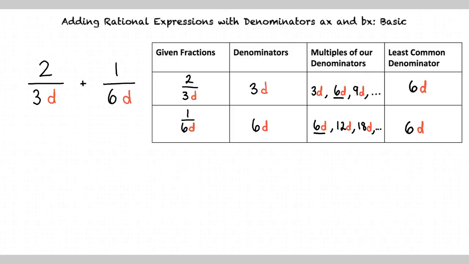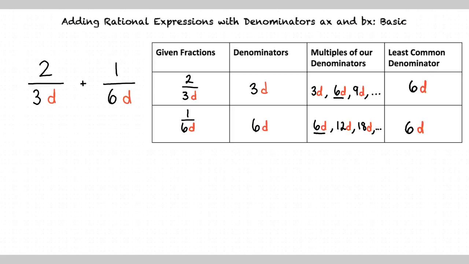Okay, so now we know that the denominators of our fractions must be 6d. How do we rewrite our fractions in that way? Well, we can see that 1 over 6d already has a denominator of 6d, so let's focus on 2 over 3d. What could we multiply 2 over 3d by in order to have a denominator of 6d? Well, 3d times 2 equals 6d, so we could multiply by 2 over 2.